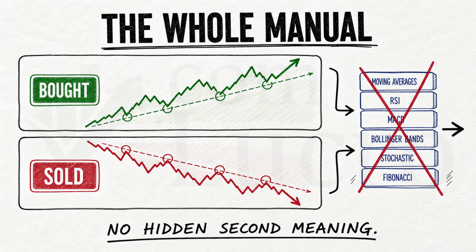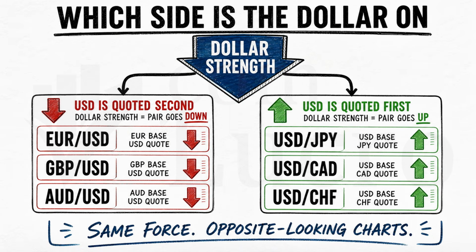That's the whole instruction manual. There is no hidden second meaning, and you don't need to stack indicators on top of it. Now, connect that to your screen, using what you already know about sides. When the dollar strengthens, every pair with the dollar on the right, Euro USD, GBP USD, AUD USD, gets pushed down. Every pair with the dollar on the left, USD JPY, USD CAD, USD CHF gets pushed up. Same force, opposite looking charts, purely because of which side the dollar happens to be standing on.